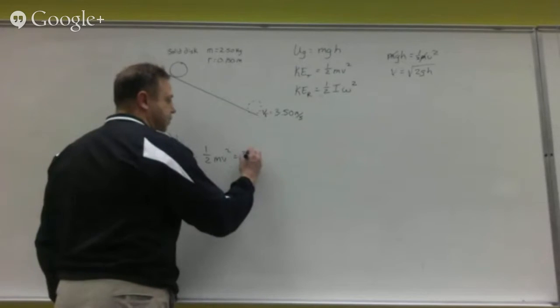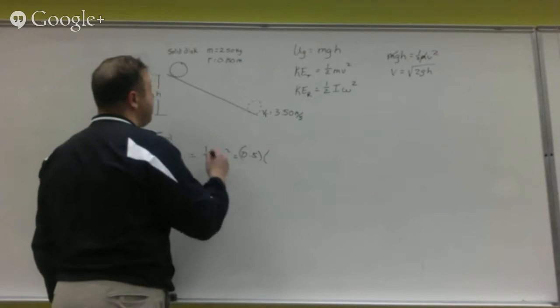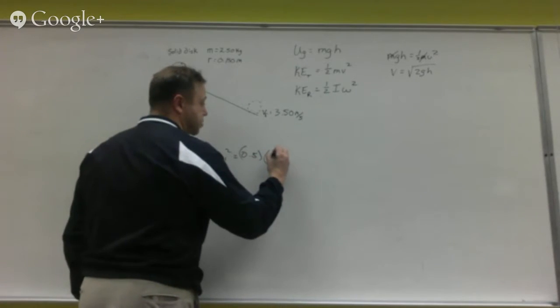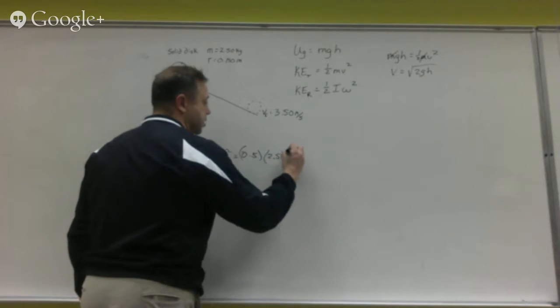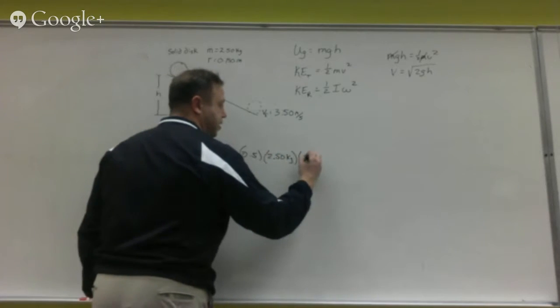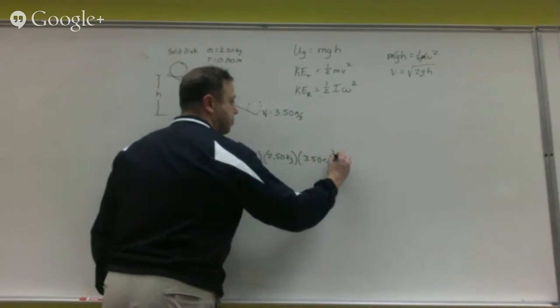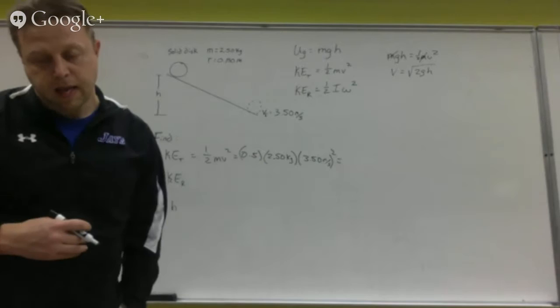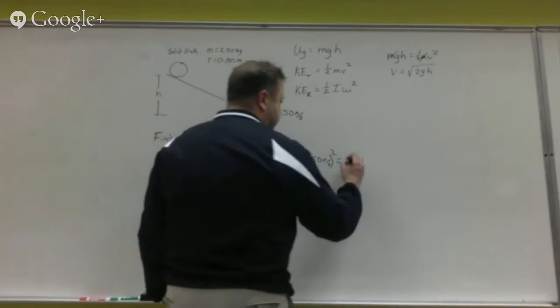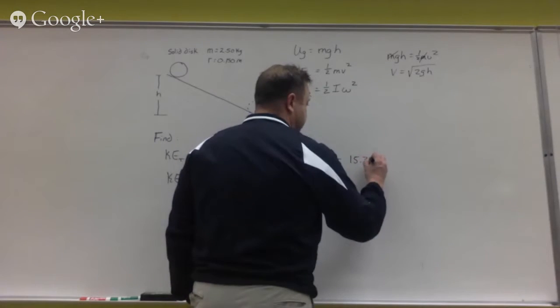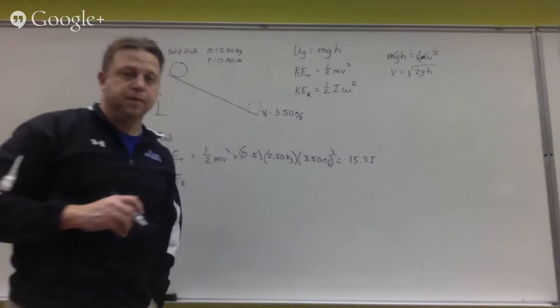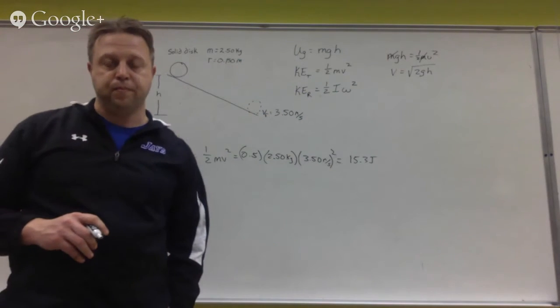So we're going to have 0.5 times our mass, which is 2.5 kilograms, times our linear velocity squared. That's going to give me 15.3 joules. So there's the linear energy.